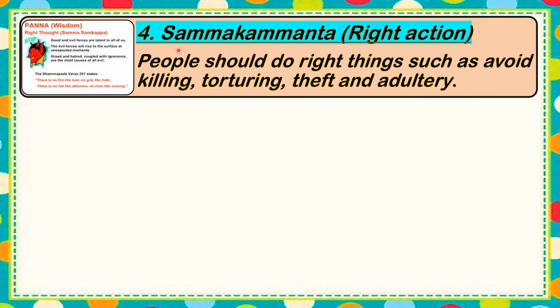Let's continue. The fourth of the 8 Noble Paths, we have Samakamanta, or right action. People should do right things such as avoid killing, torturing, theft, and adultery. Of course, class, right action means you are not going to kill another person. You are not going to cause pain to another person.